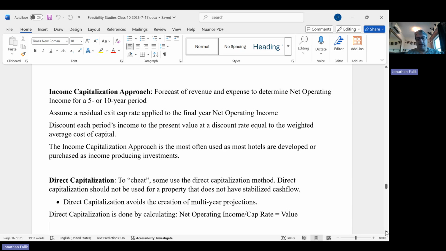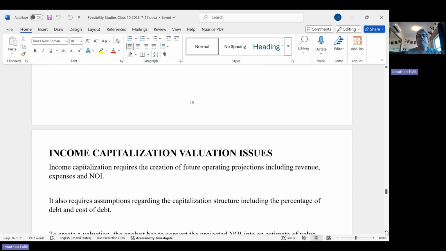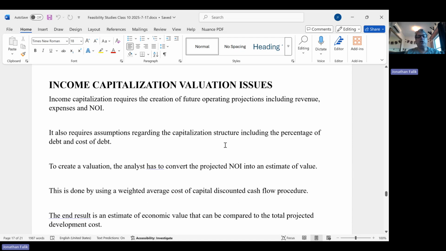Now, direct capitalization is when you don't do multi-year projections and you just take the NOI, the net operating income, divided by a cap rate, right? That could be the in-place net operating income or the stabilized net operating income, divided by a cap rate to come to a value. It's much easier to do. It requires you to estimate a net operating income for a single period and the cap rate, instead of all the other assumptions and projections we're doing for our group project.